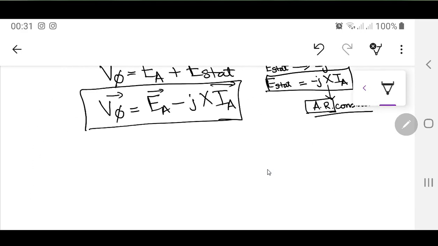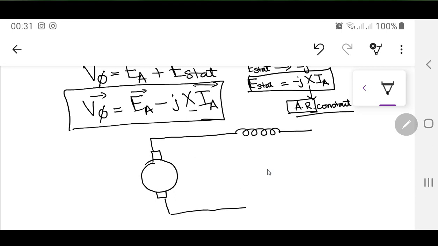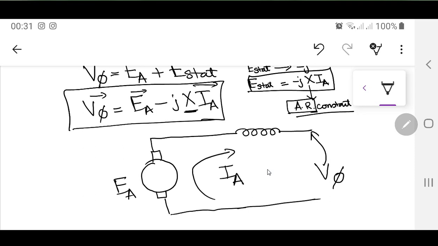If I want to take this equation and make my equivalent circuit diagram, what is EA? EA is the induced EMF. So I will be using the same picture as for the DC machine, and with this I will have an inductor, because this is the same constant X, and then over here I can call this V phase. This is EA, this is the current going to flow out of this generator, and this is that jX. So V phase is EA minus jXIA. This is just a simple model.